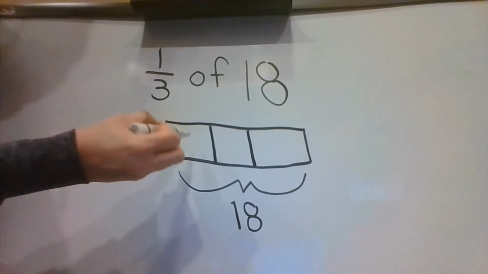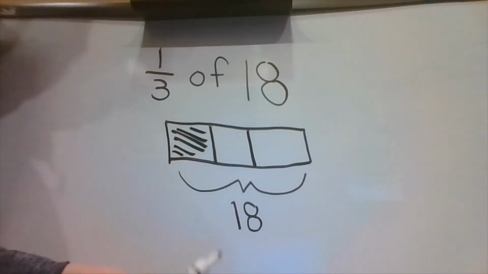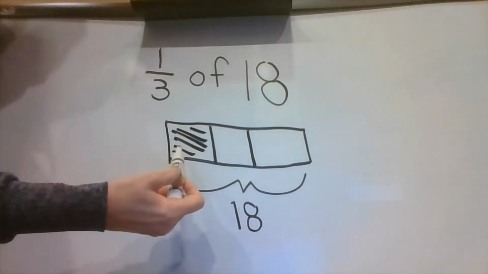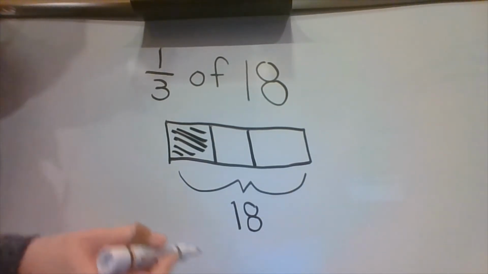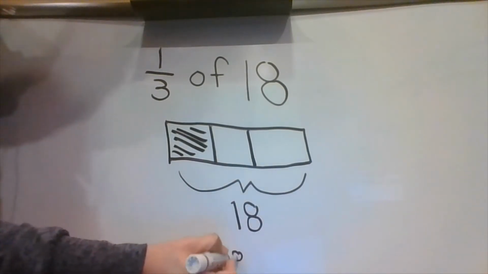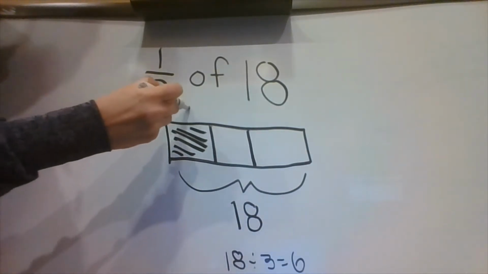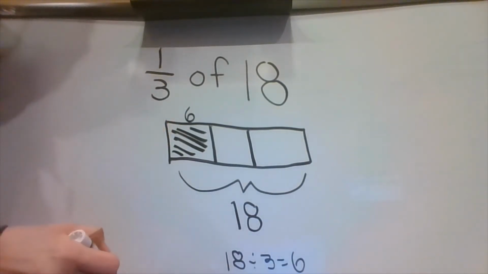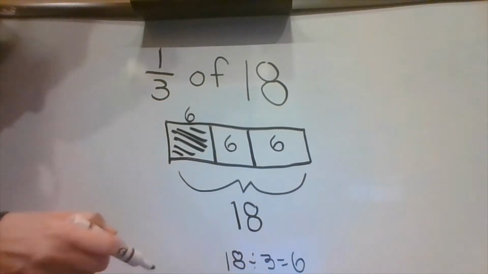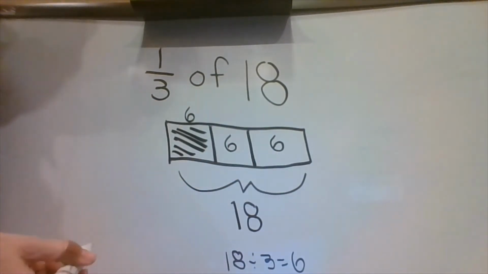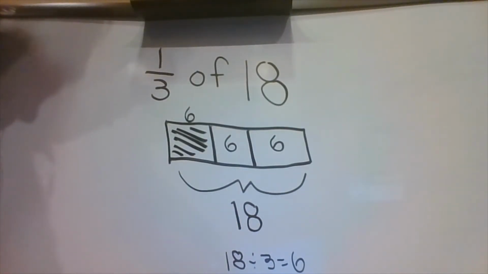If you want to figure out what 1/3 is of 18, you would take the number 18 and see that it's split into three equal parts. So you would do 18 divided by 3, which is 6. Let's see if that makes sense. If 1/3 is 6, then if you filled a 6 in for all of those thirds, 6 plus 6 plus 6, in other words 6 times 3, would equal 18. So this makes good sense.